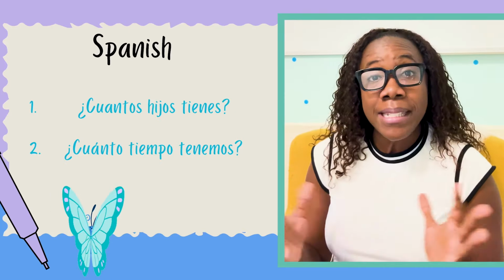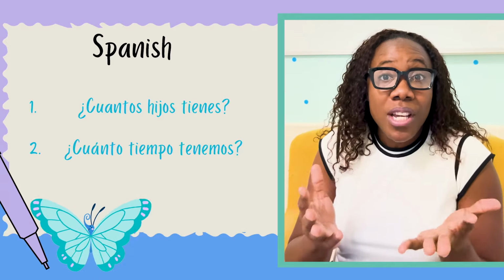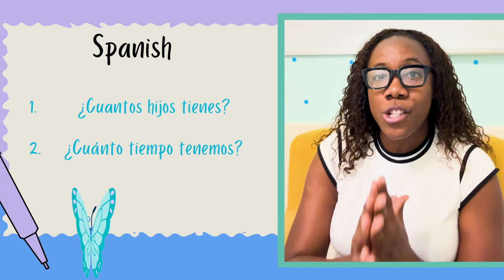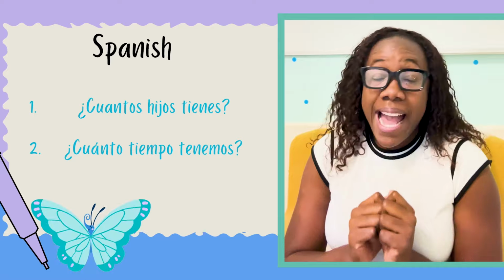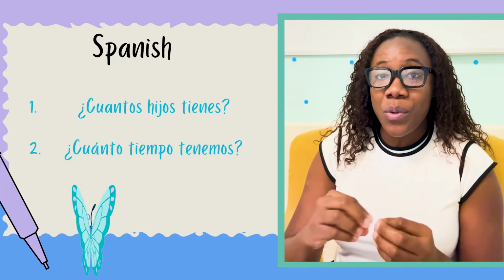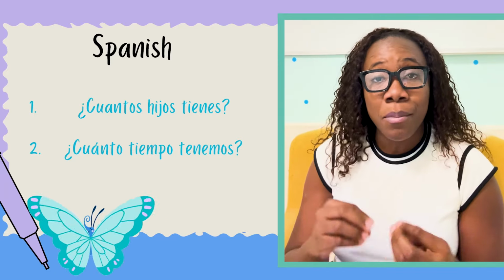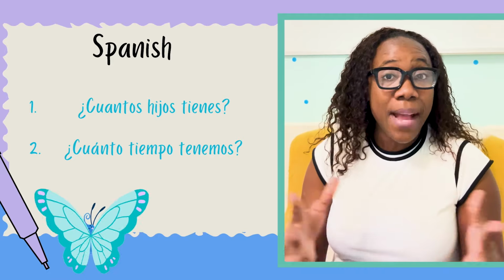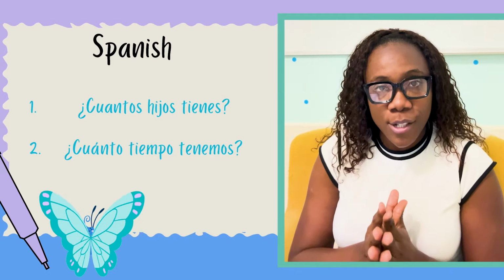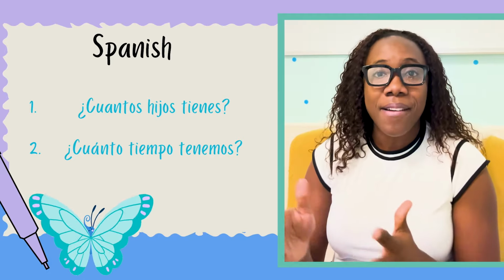In Spanish, it's similar. You would say, ¿Cuántos hijos tienes? How many children do you have? And ¿cuánto tiempo tenemos? Would be how much time do we have? So same expression in Spanish, but in English, we have much and we have many.